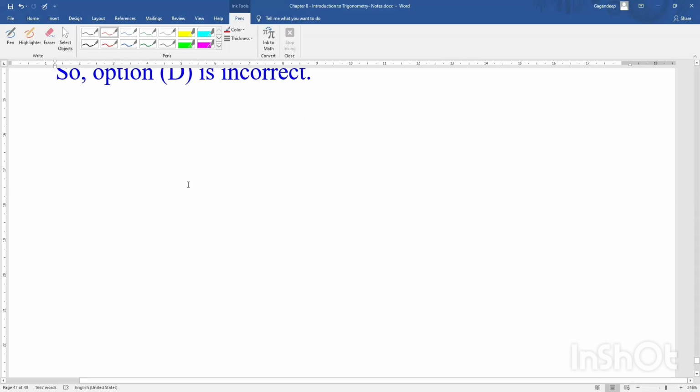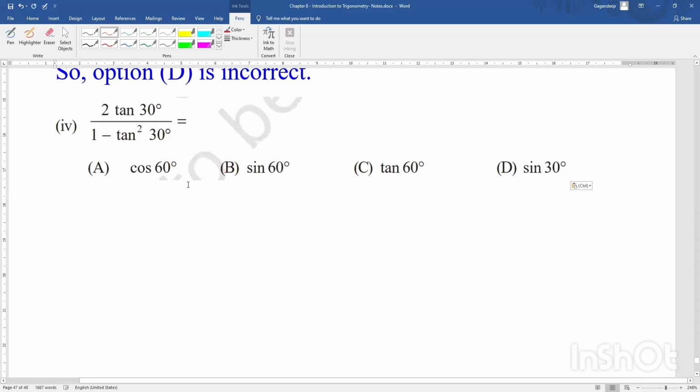We have the next question. 2 tan 30 degree by 1 minus tan square 30 degree. We are given the 4 options. So for this, what is tan 30? Tan 30 is 1 by root 3, and we're going to substitute that.